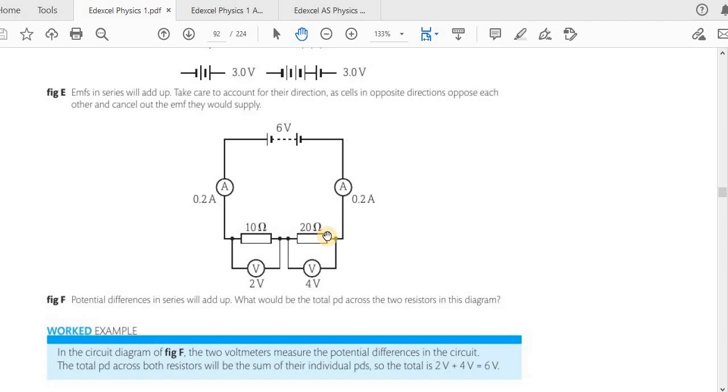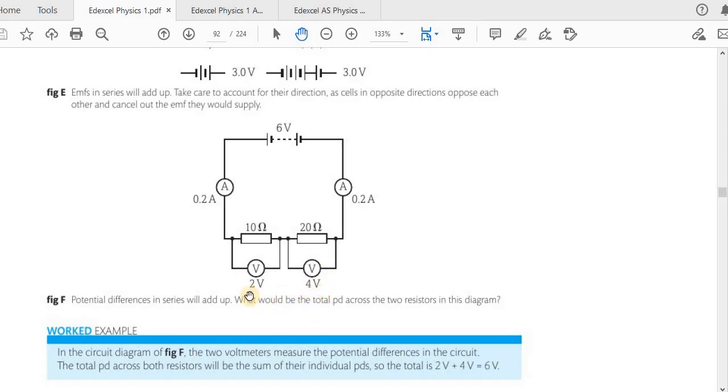Now one more thing, the resistance here is double the resistance here. So the potential difference across this will be double the potential difference across this. If you have a loop like this, now you can see this is a loop, the potential difference will divide according to the ratio of the resistances. So here you can see the ratio is 20:10, which is 2:1. So that means the potential difference will also have the same ratio, which is 2:1. Now you can see here 4:2 means 2:1.